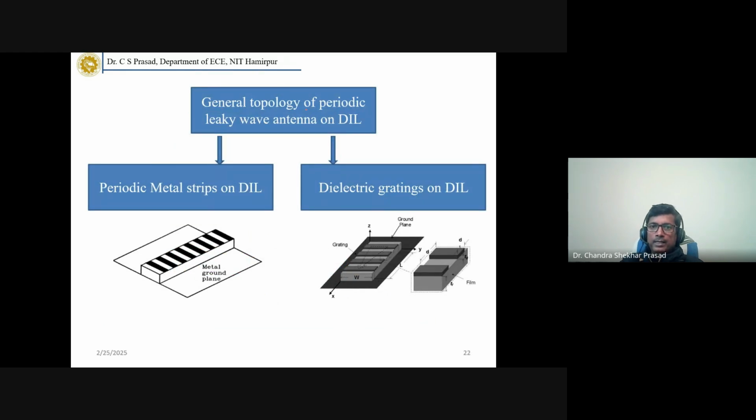Here, let's say this is based on a dielectric waveguide. We can do this perturbation in two ways. We can put some metal strips, or we can put what is called a grating, meaning we are putting blocks of a different dielectric material. This is also a periodic structure. So these are the general two ways to perturb this.